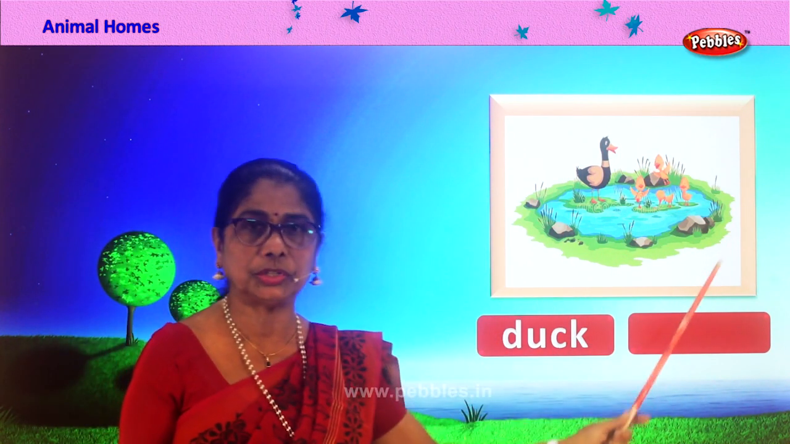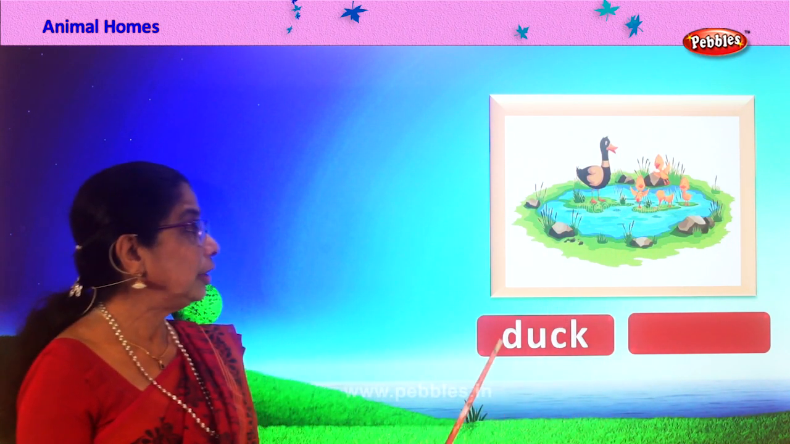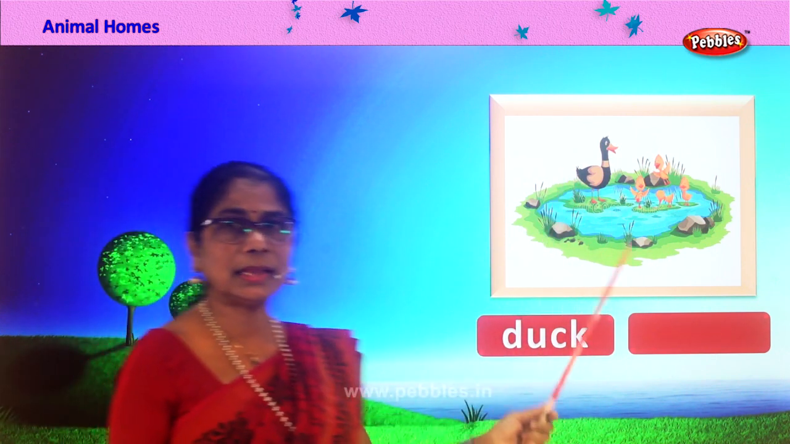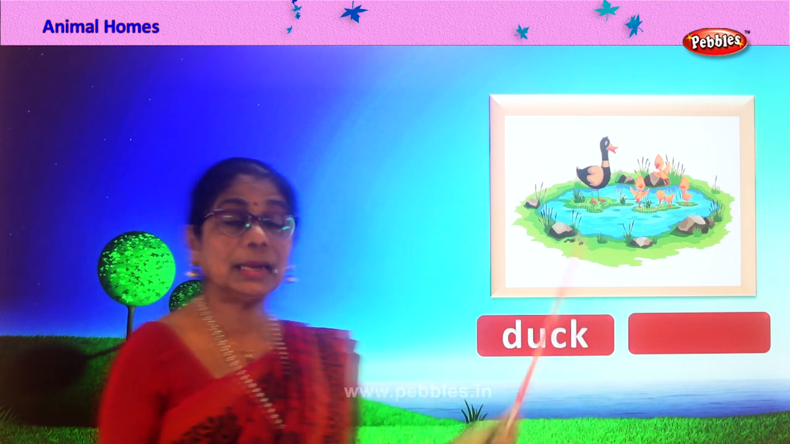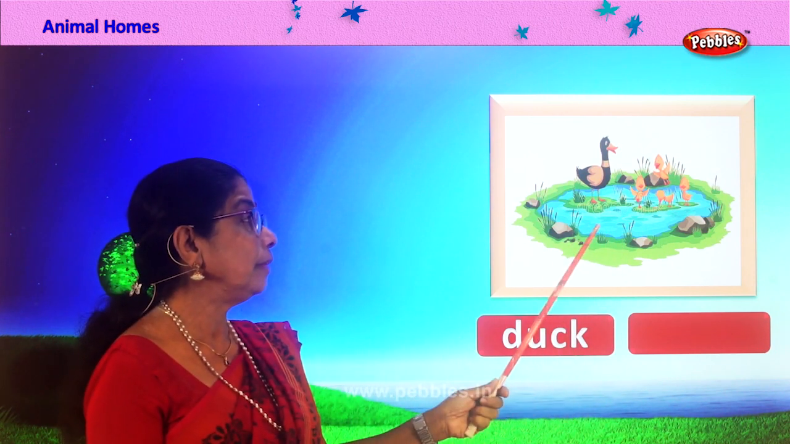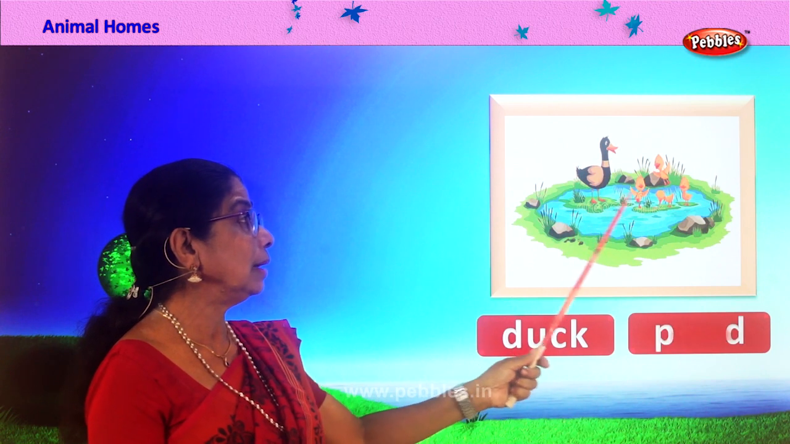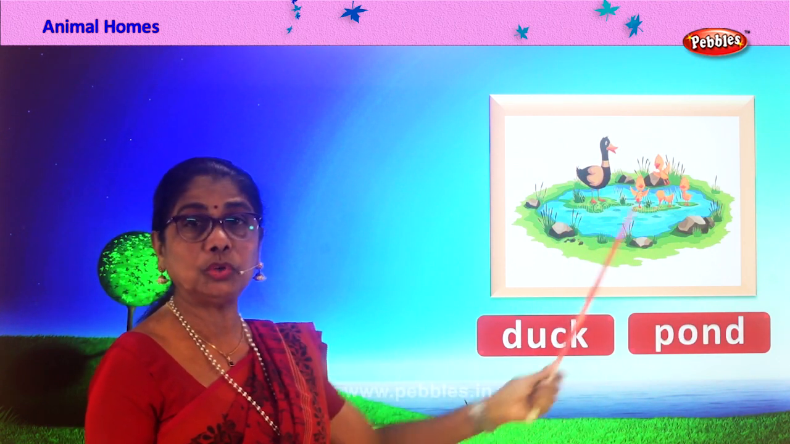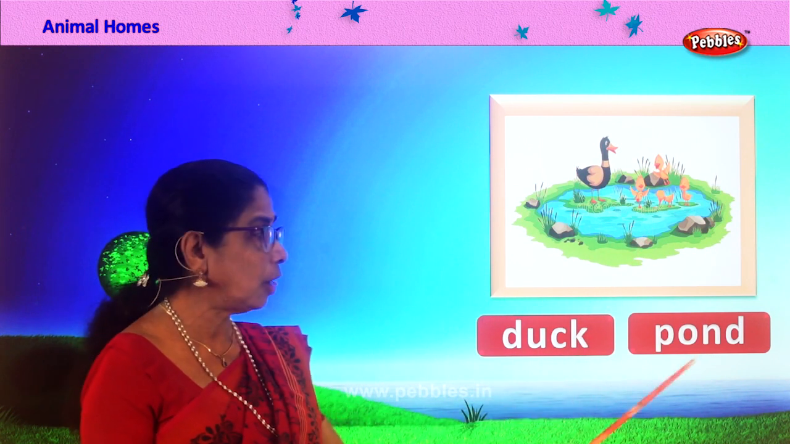Here is a pond and you have duck and ducklings. A duck and duckling, their home is called pond. A duck lives in a pond. They're very happy with the duck and mama duck and the baby. They all live in a pond. They go swimming round and round.